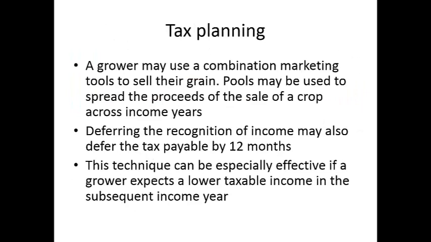A grower may be able to use a combination of cash sales, cash payments, and pools to market their harvest. They might choose to put a percentage of their harvest into a pool, and the income from that pool won't be recognised in the current tax year, but it will be recognised in the subsequent tax year. This may allow the grower to gain a lower average tax rate over the two years. Deferring the income one year should also defer the payment of the tax expense associated with that income. That may also be an advantage to a grower's cash flow.